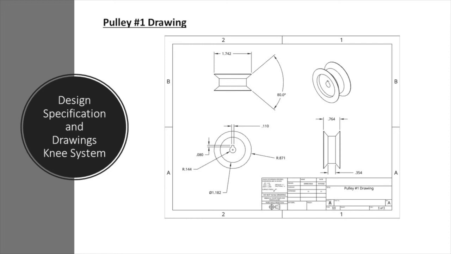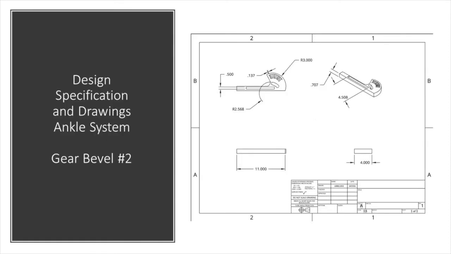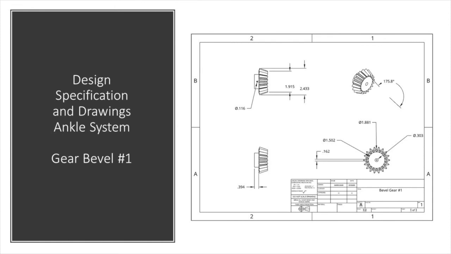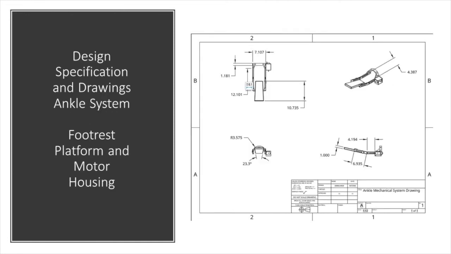Next, let's see our design specifications and drawings for our ankle system, starting with our bevel gear 2, followed by our bevel gear 1, and lastly followed by our footrest platform and motor housing, and our Arduino and driver housing.